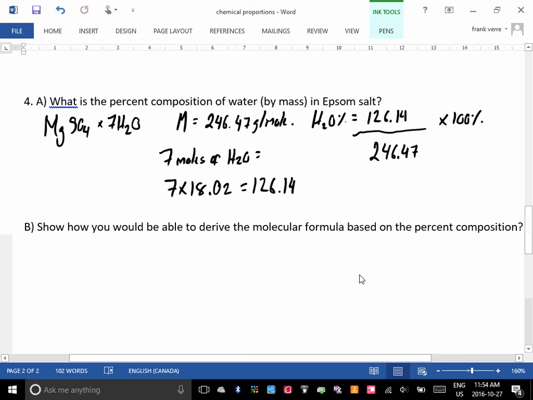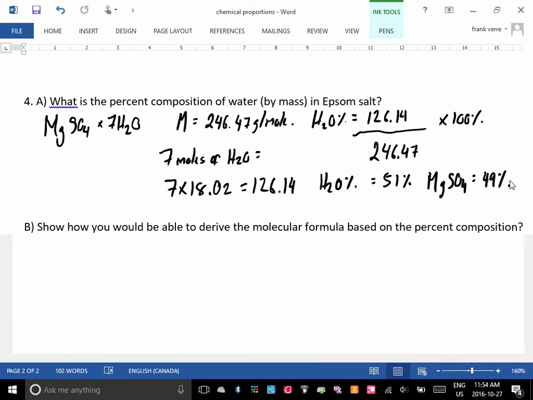What would that represent? 51%. Let's round it off to 51%, which then means that the percent mass of the sulfate would have to be what? 49%. Because they have to add up to 100%, right? So in your Epsom salt, you have 2 things. You have your magnesium sulfate and you have your water. The water is 51%, so the magnesium sulfate must be 49%. Does that make sense?